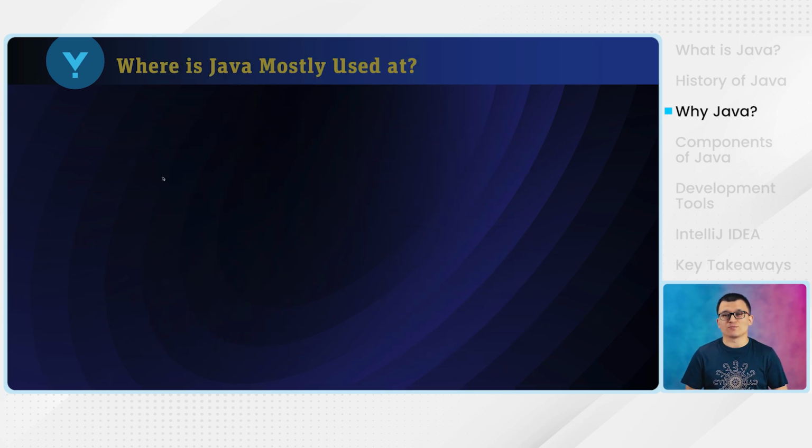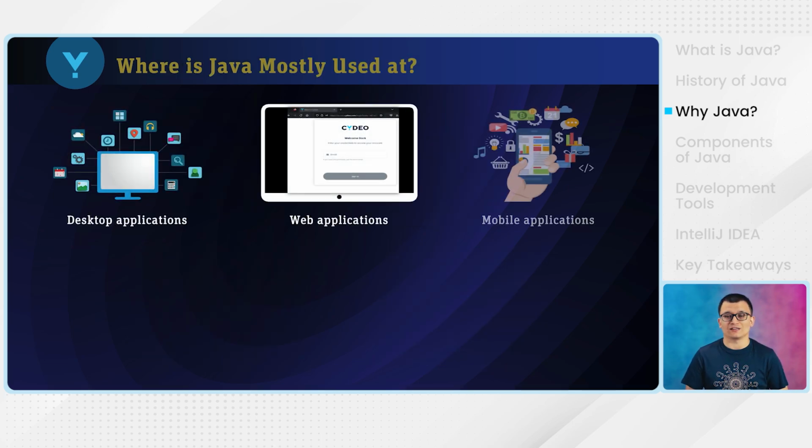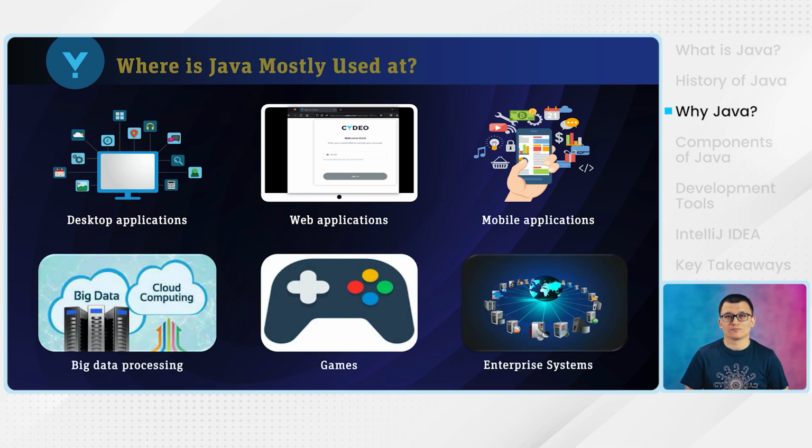And where is Java mostly used? Java is mostly used in desktop applications and web applications. It is also mostly used in mobile application development, such as Android apps, for example. And it's used in big data, cloud computing, and the gaming industry, and it's also used in enterprise systems.